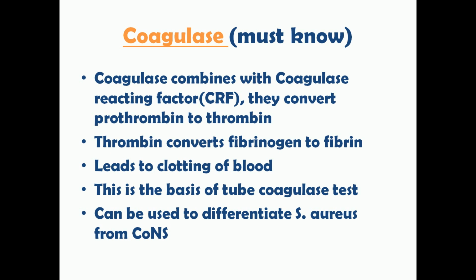clotting of blood. Fibrin clots will be formed, and this is the basis for a lab test known as the tube coagulase test, which I have mentioned earlier in this video. So this tube coagulase test is very important to know. You have to know that the coagulase enzyme forms the basis for the tube coagulase test. This test is used to differentiate Staphylococcus aureus from coagulase negative Staphylococcus, which I already mentioned. So this slide is very important to know all the points which are mentioned in the slide.